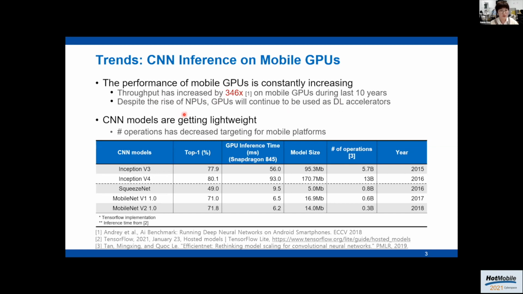Another trend is that the CNN model is getting lightweight for the mobile platforms. The number of operations in MobileNet V1 is only 5% of Inception V4, and it takes only 6.5 milliseconds on Adreno 630 in Snapdragon 845.